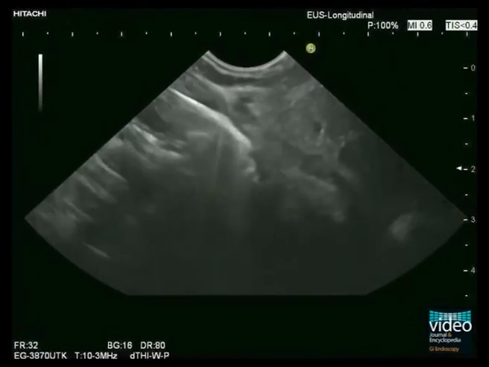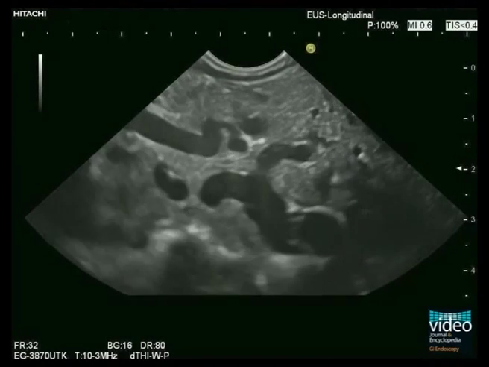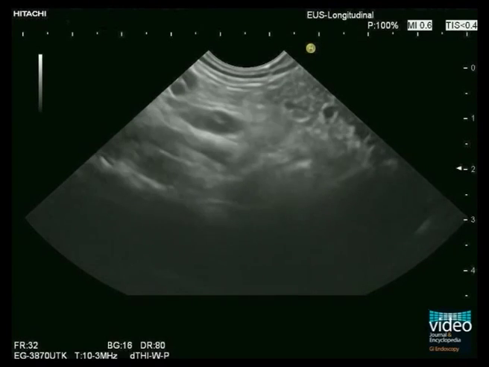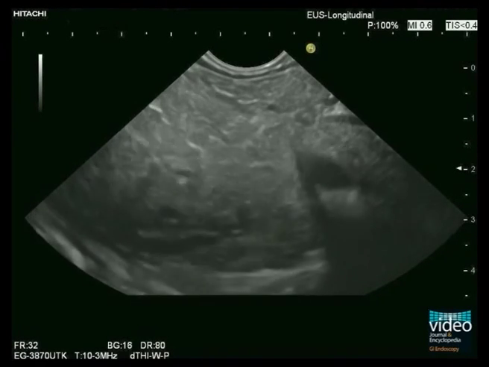Portovenous collaterals within the pancreatic gland are a possible late consequence of splenic and portal thrombosis, as shown in this video sequence.